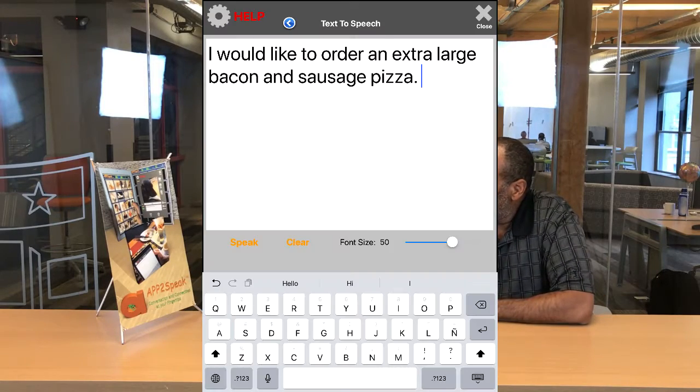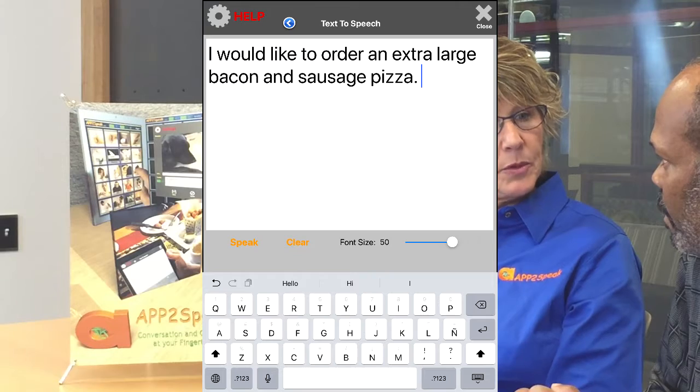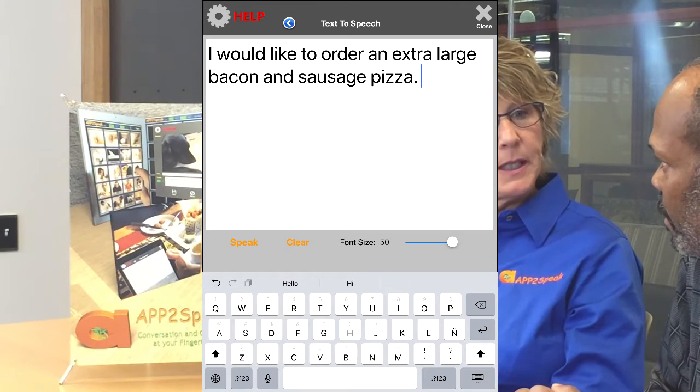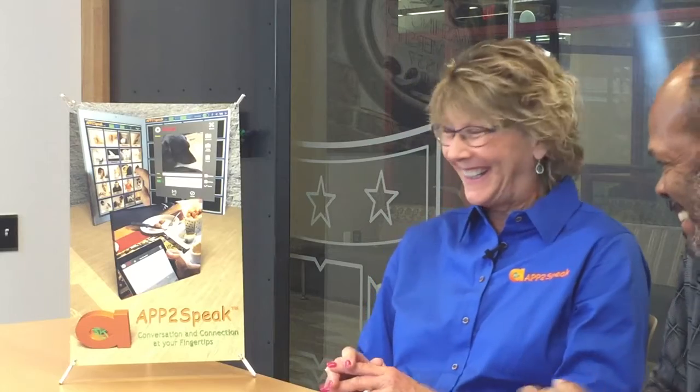The third feature is the text-to-speech feature. So someone who is able to type but has difficulty speaking could type their message and then select speak and have the speech output with the text-to-speech. Why am I thinking Star Trek and the computer? It's exactly what I'm thinking, Star Trek and the computer.